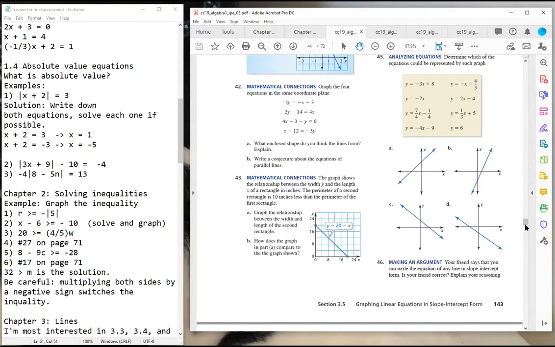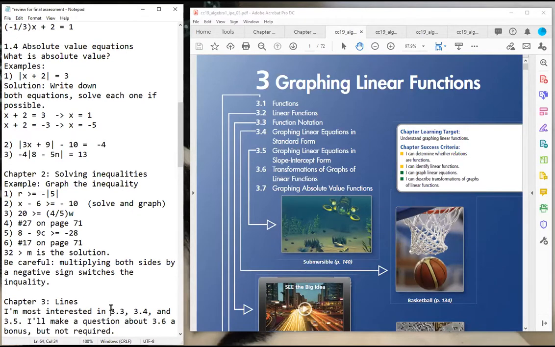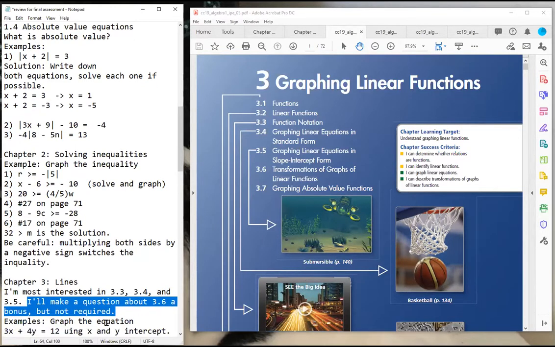So chapter 3, that was about lines. So given an equation for a line, can we graph it? And we did probably 3.1 to 3.6. I know that 3.6, the transformations of graphs, like all that stretching and shrinking and so on, was tough for us. So actually, maybe I'll make a question about 3.6 as a bonus, but that's not going to be required for the assessment.